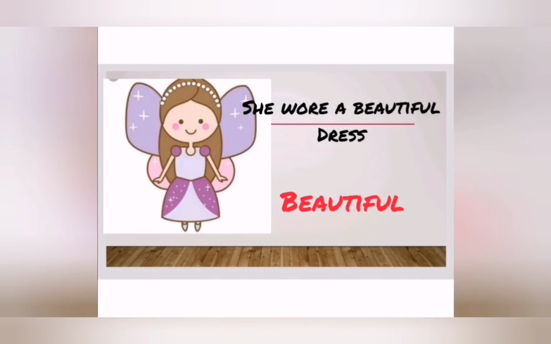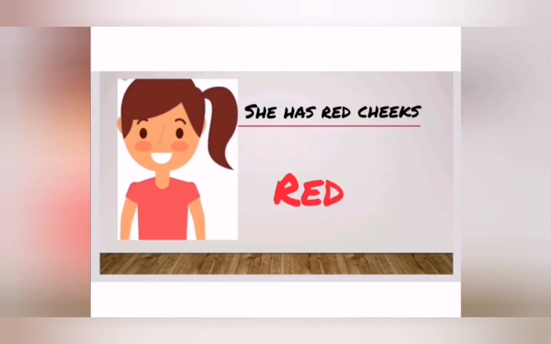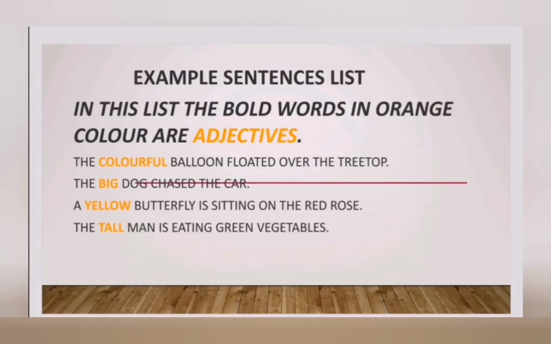She wore a beautiful dress. Here, beautiful is an adjective which describes her dress. She has red cheeks. Here, red is an adjective which describes the girl. She has beautiful red cheeks.